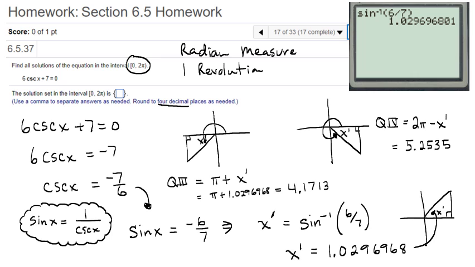I got 5.2535 for 4 decimal place accuracy. There it is. There's my 2 answers, and I am done.